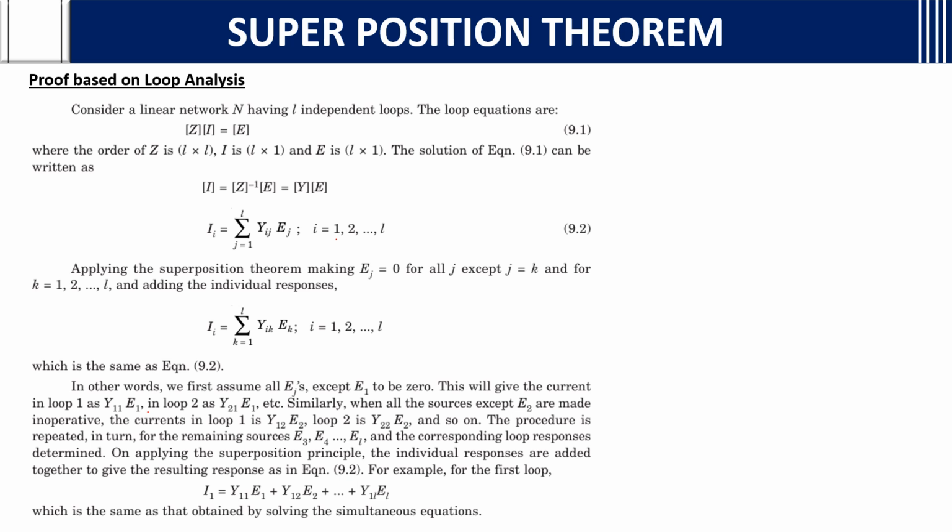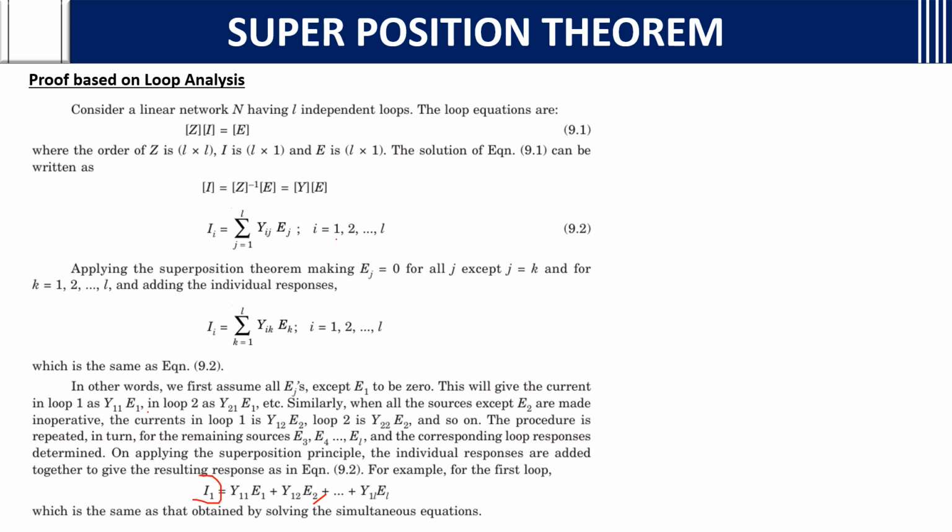Whenever we make one voltage source on, we get the respective loop currents. The procedure is repeated in turn for the remaining sources E3, E4 till EL, and the corresponding loop response is determined. On applying the superposition principle, individual responses are added. After getting the effect of all the voltage sources, we add them up. I1 equals Y11 E1 plus Y12 E2, then Y13 E3, Y14 E4. However many voltage sources there are, we multiply those by their admittances and add everything up.